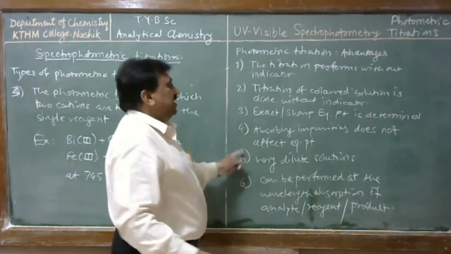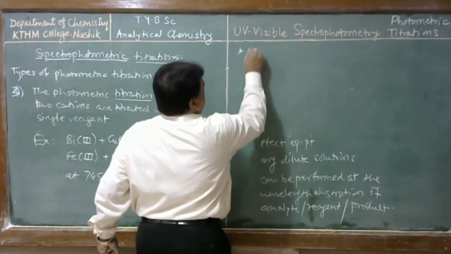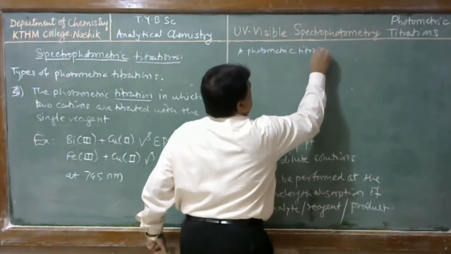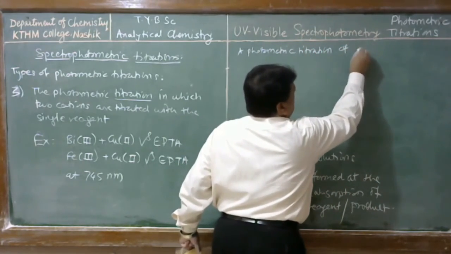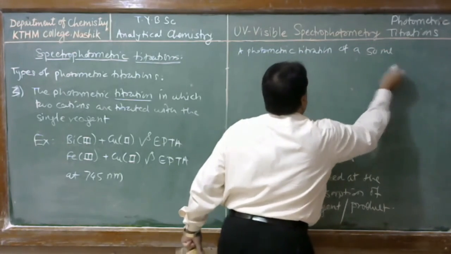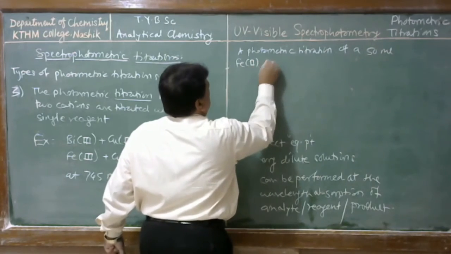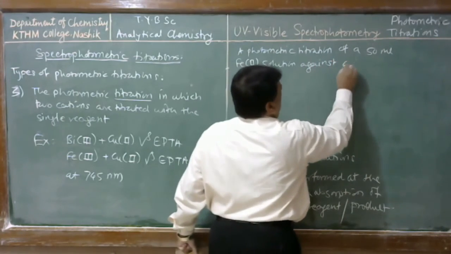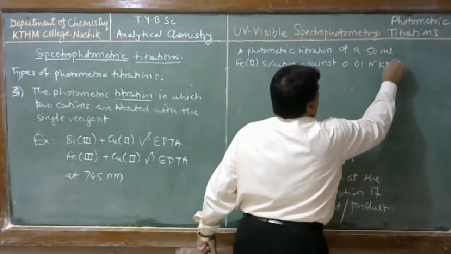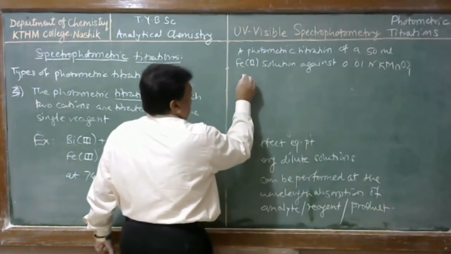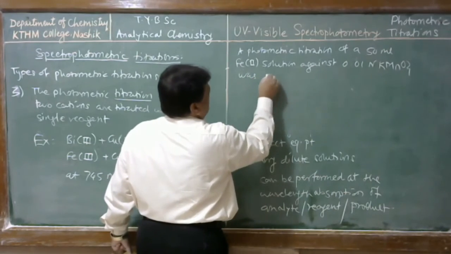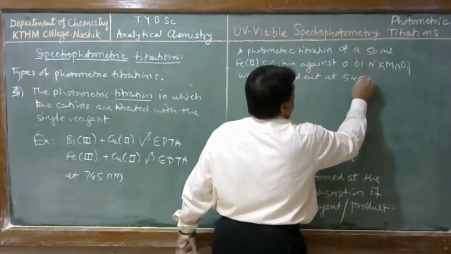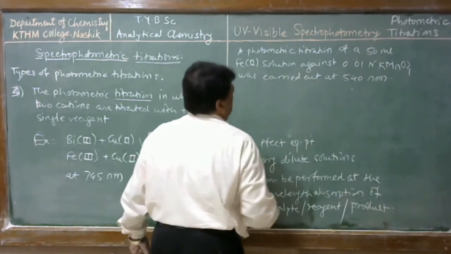Student, we saw one problem based on photometric titration. A photometric titration of a 50 ml Fe second solution against 0.01 normal KMnO4 was carried out at 540 nanometer, where KMnO4 shows absorbance.